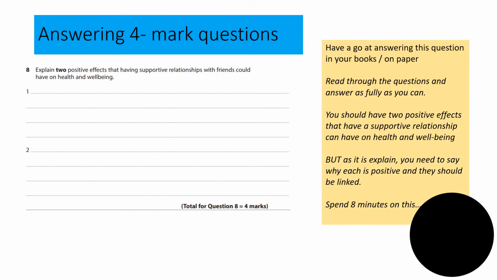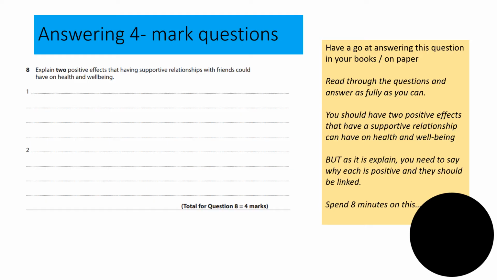We now move on to 4-mark questions. This is exactly the same, and it follows exactly the same process as answering an explain question for a 2-marker, except you do it twice. So you've got to read through the questions and answer as fully as you can.